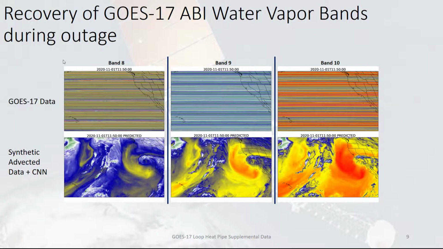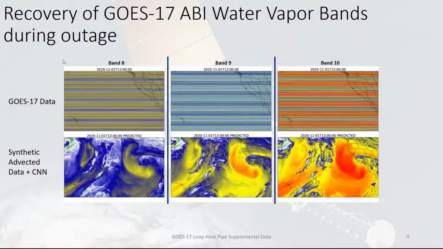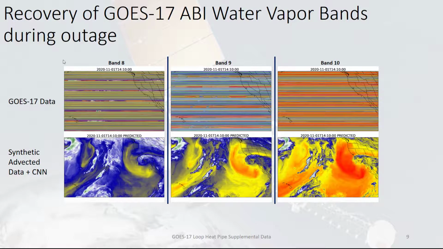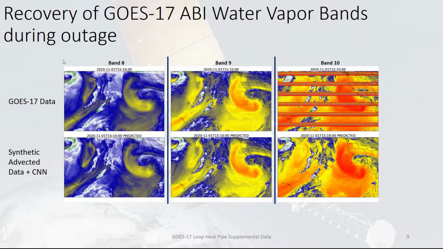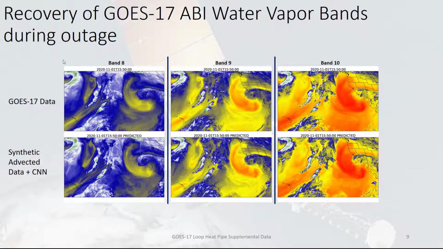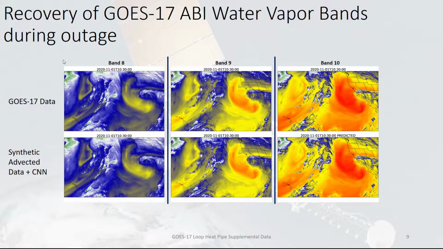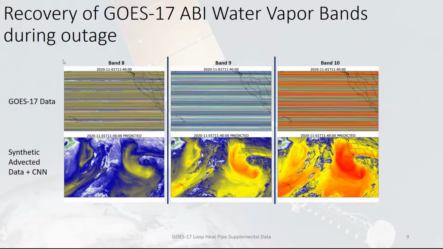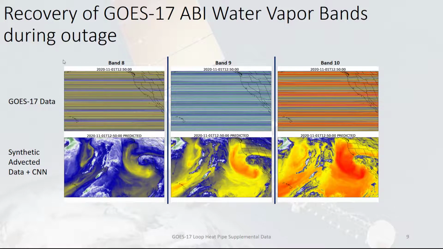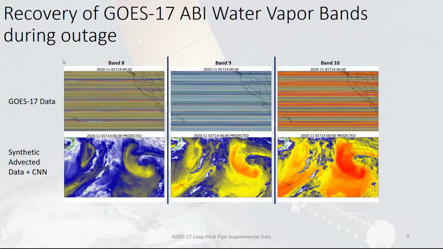Here is the evolution of the fields. The actual data is on the top for a time when the loop heat pipe was not functioning well, obviously, and predicted data are on the bottom using the synthetic advected data for the low levels and the convolutional neural network for the upper levels.